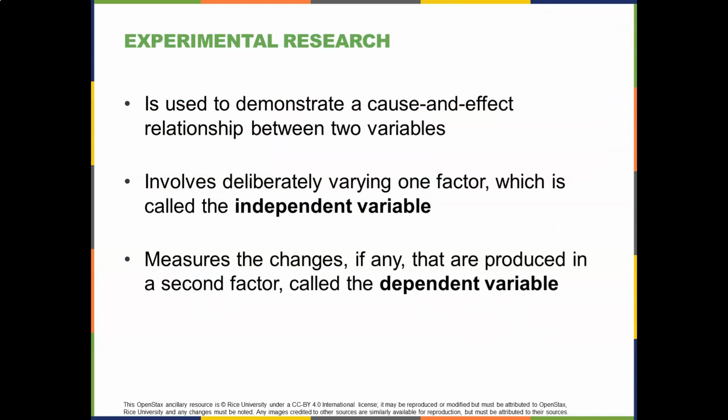Okay, now we're on to what most people think of when they think of a type of research: experimental research. Remember earlier when I said correlation is not concerned with cause and effect, but experimental research is concerned with cause and effect. The researchers want to know, if I change this variable, does that cause a change in this other variable? That is the cause and effect relationship between the two variables.